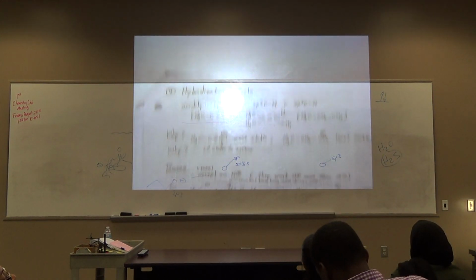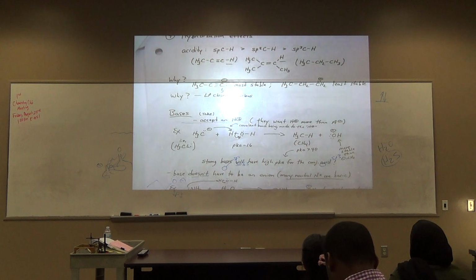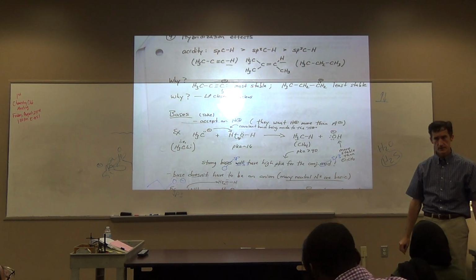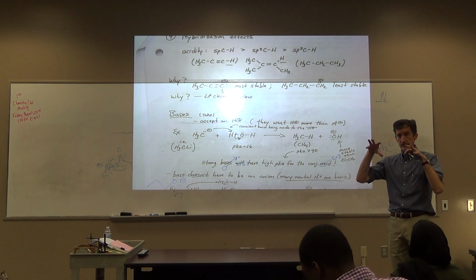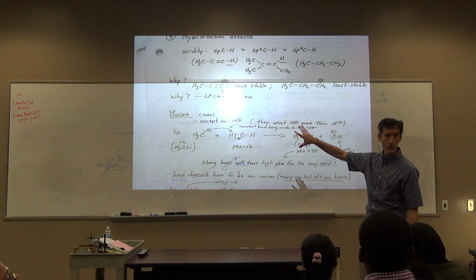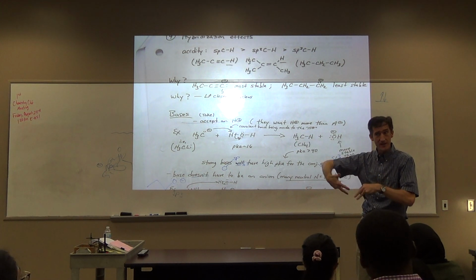We've got to know hybridization, and then talk about bases. Okay, please look at that. Bases are going to be just the opposite. Bases, you want high electron density. Guess what? We'll use the same 1 through 4 arguments. We're just going to kind of turn it around.